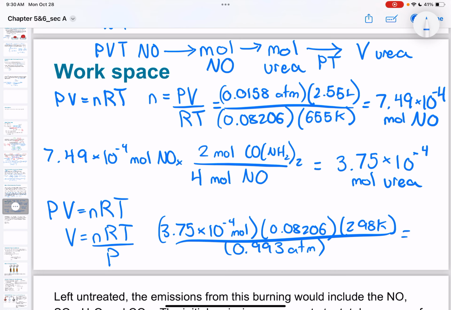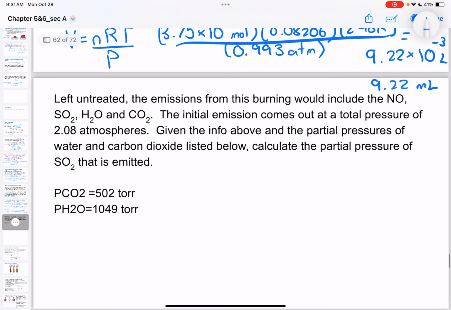Okay, so this volume comes out to be, let's see, 9.22 times 10 to the negative 3rd, and this is in liters, or we could write this as 9.22 milliliters. Okay. All right, we will come back to this problem in a minute, probably. Maybe I'll leave it for review on Wednesday. We'll see. But we haven't done enough about partial pressures yet.